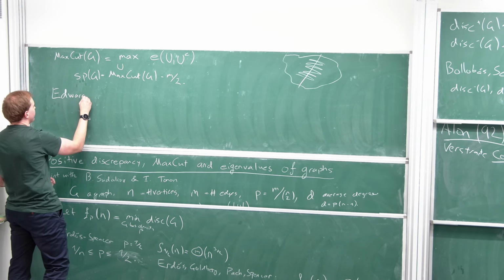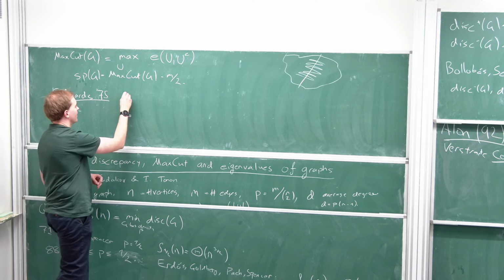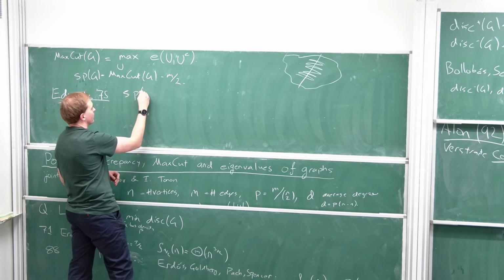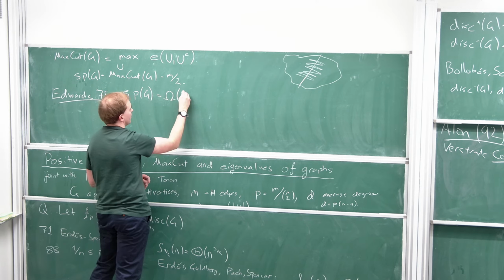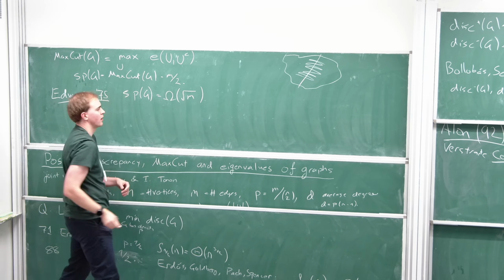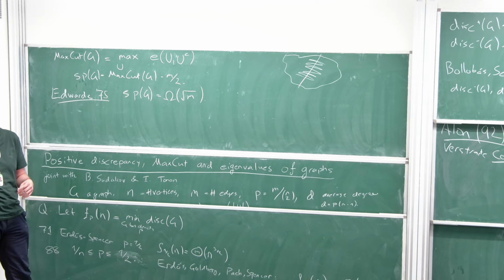So in '75, Edwards proved that if the number of edges in G is m, then the surplus of G is at least a constant times the square root of m. He actually proved an exact function in m, which is a tight bound for cliques of size, I think, or a number of vertices.